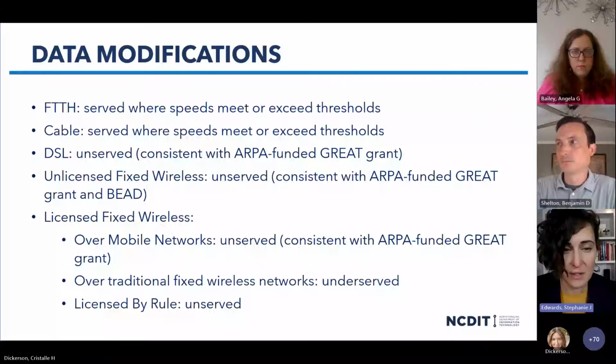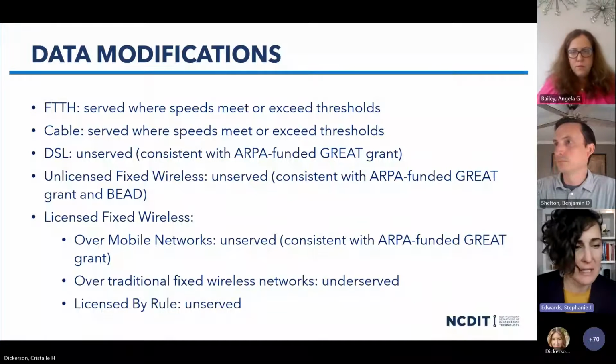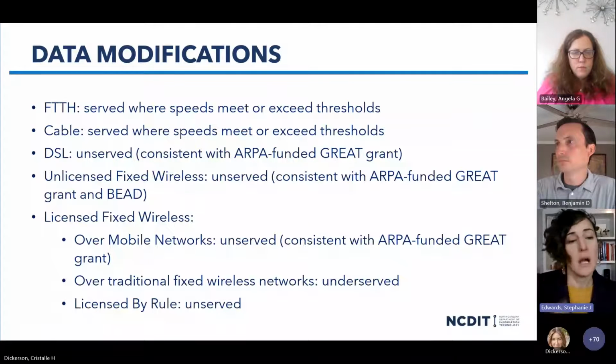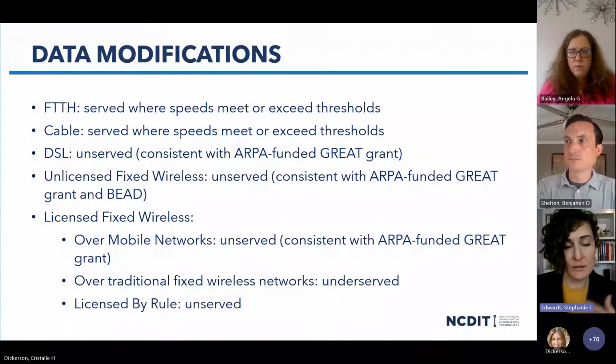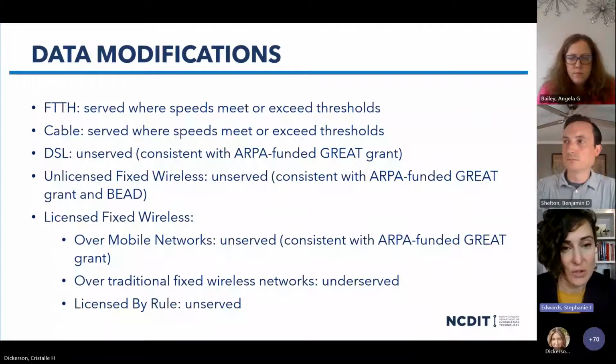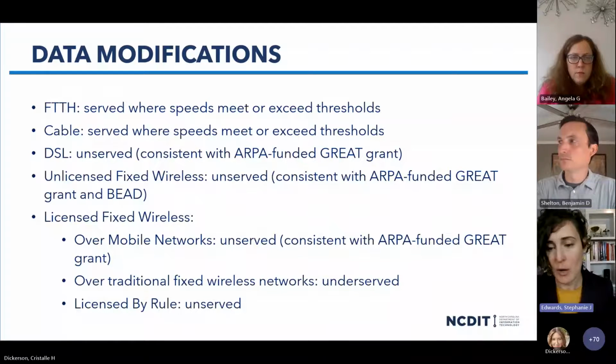And then licensed by rule, which is getting a little bit into the weeds, primarily consists of general authorized access, CBRS licensed fixed wireless, as opposed to a priority access license, which would be lumped in more appropriately with the licensed fixed wireless. Licensed by rule is being handled in our data as unserved unless there's another technology reported at the location, because it's fitting in with some of the same limitations you see with unlicensed fixed wireless on interference and that type of thing. So there was no perfect solution with this, but there are a lot of variables that go into consideration for these. And so you'll probably see some more information about this as we go forward in the program.